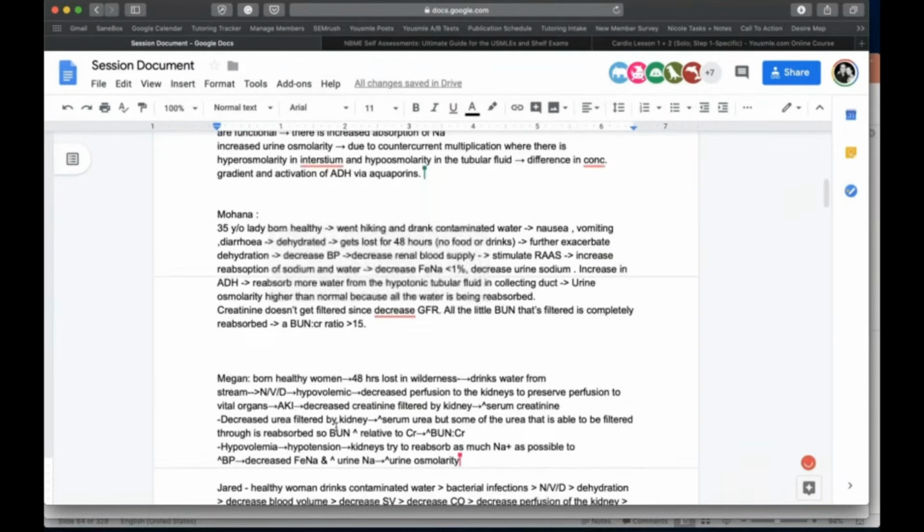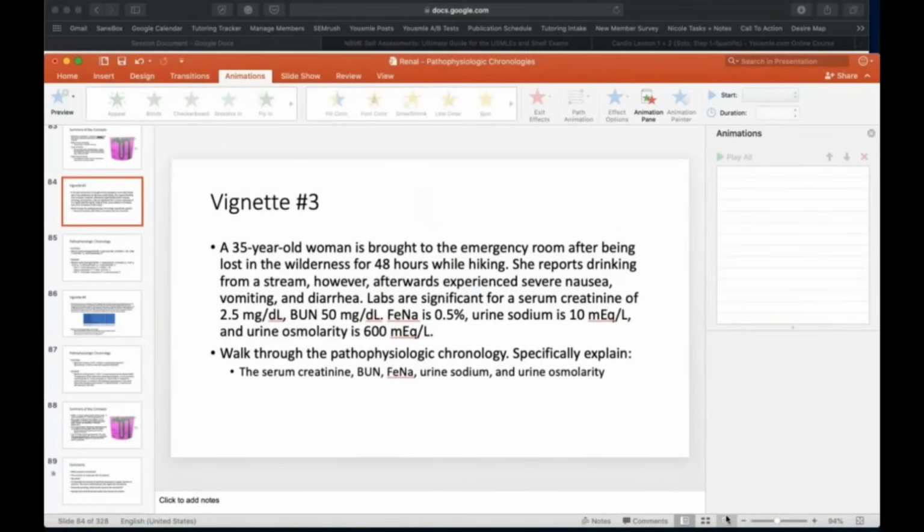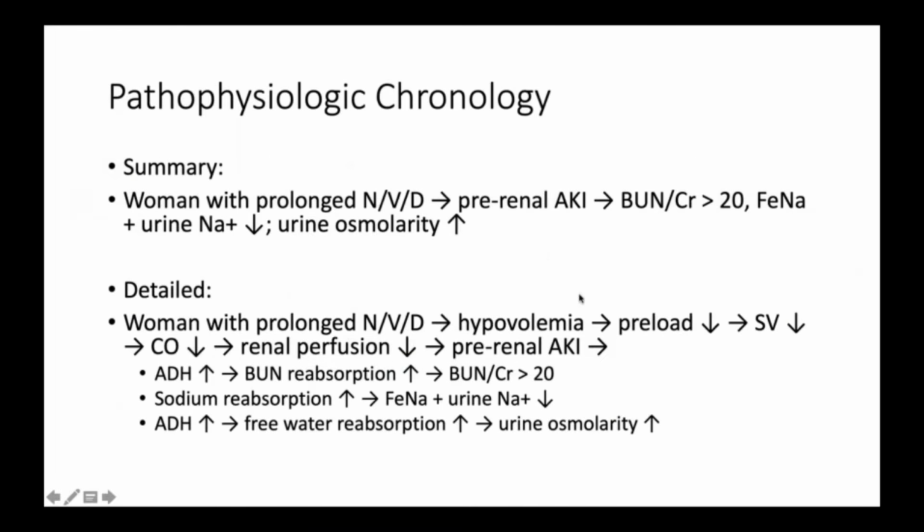That was pretty good. That was actually really good. Okay, so let's go through what I said. I actually like Jared's better because he gave a lot more detail. My pathophysiologic chronology was: woman had nausea, vomiting, diarrhea. She became hypovolemic. Preload was decreased. So that meant her stroke volume was down, cardiac output's down, renal perfusion down, pre-renal AKI. Okay, so Jared's and mine were pretty similar. Where he did a much better job was he explained a little bit more about the mechanism.